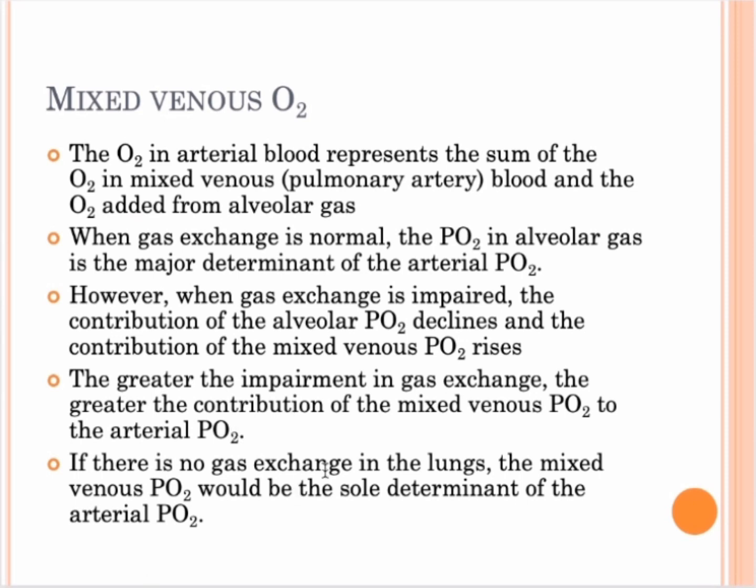And if there is no gas exchange in the lung, the mixed venous PO2 would be the sole determinant of the arterial oxygenation. So mixed venous oxygen saturation actually decreases when there is decreased oxygen delivery and increased oxygen extraction from the tissues, probably a patient in shock.